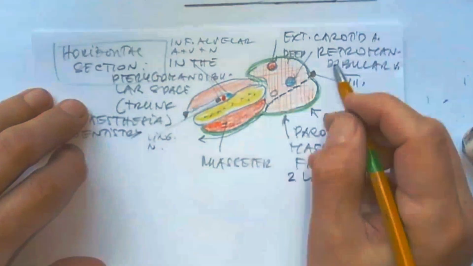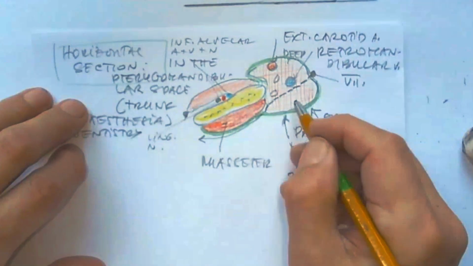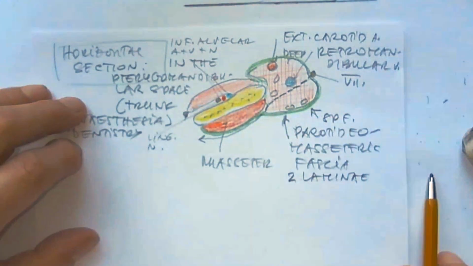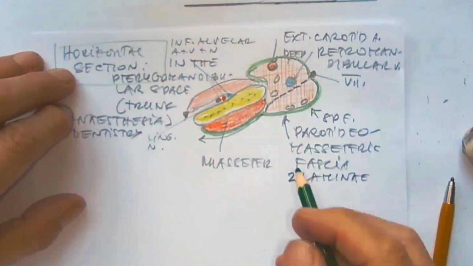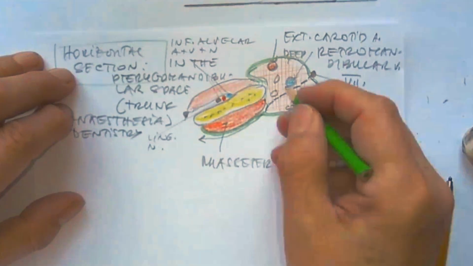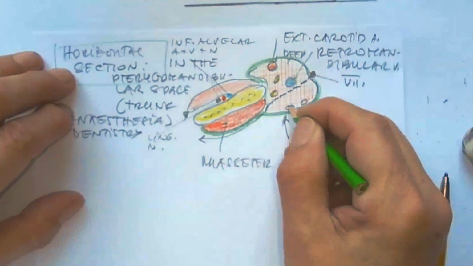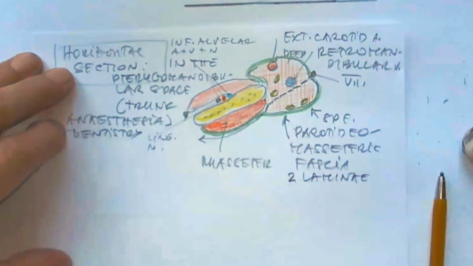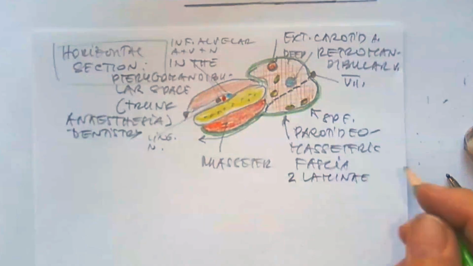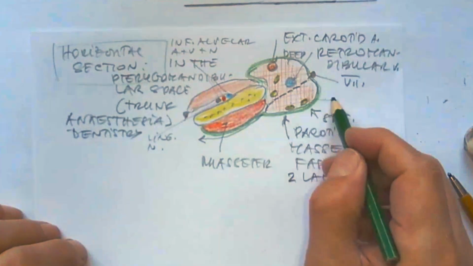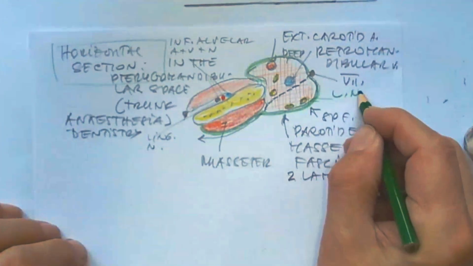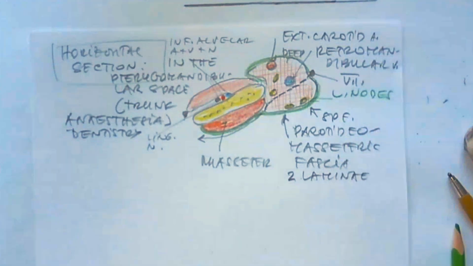And within the gland, drawing also minimum 2, 3, 4 lymph nodes. Some of them are deep, few are superficial. So these are lymph nodes. Lymph nodes.